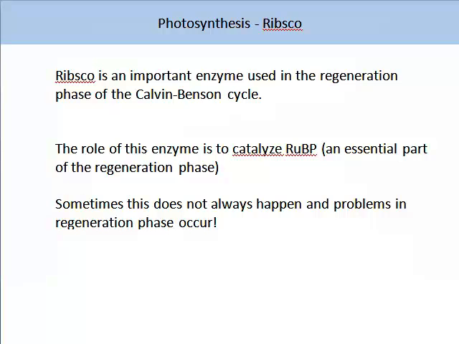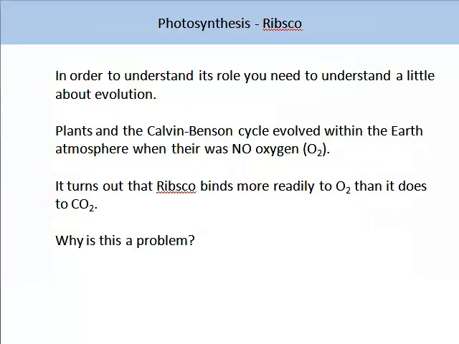So let us review for a moment. Rubisco is an important enzyme used in the regeneration phase of the Calvin-Benson cycle, and this was covered in Part 1. The role of this enzyme is to catalyze RuBP. This is an essential part of the regeneration phase. Sometimes this does not always happen in plants, and there are problems in the regeneration phase. This problem with rubisco is a very important problem in agriculture, and so we are going to spend a little bit of time trying to understand this.